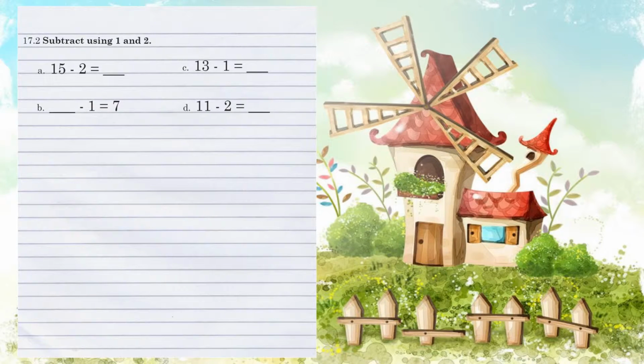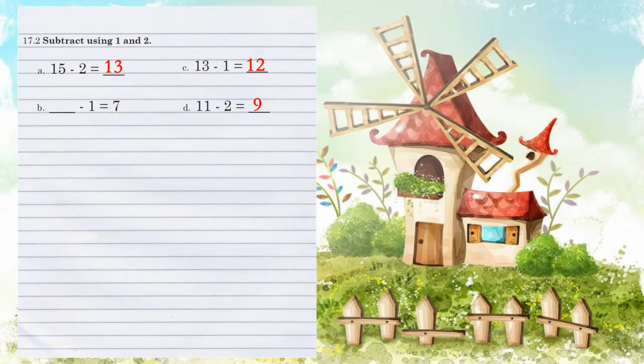Unit 17.2, subtracting using 1 and 2. Example A, 15 minus 2. Because we have a 2-digit number, we can take the ones position and subtract those first. So 5 minus 2 gives us an answer of 3 in the ones position. And then we can carry over the 1 for an answer of 13.